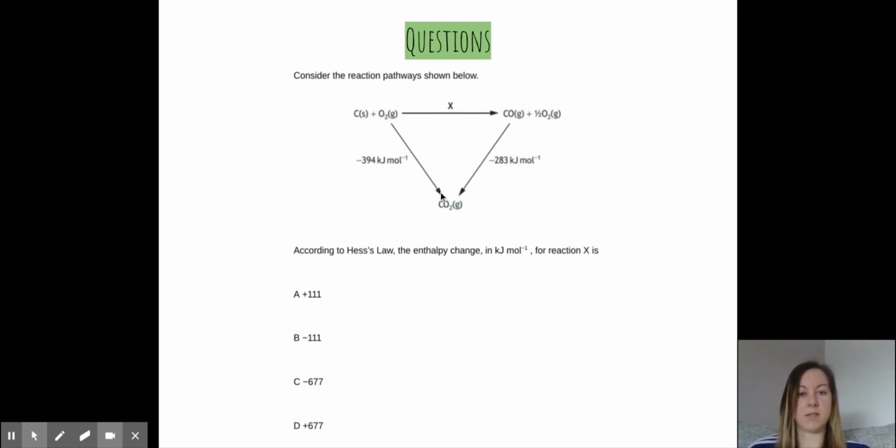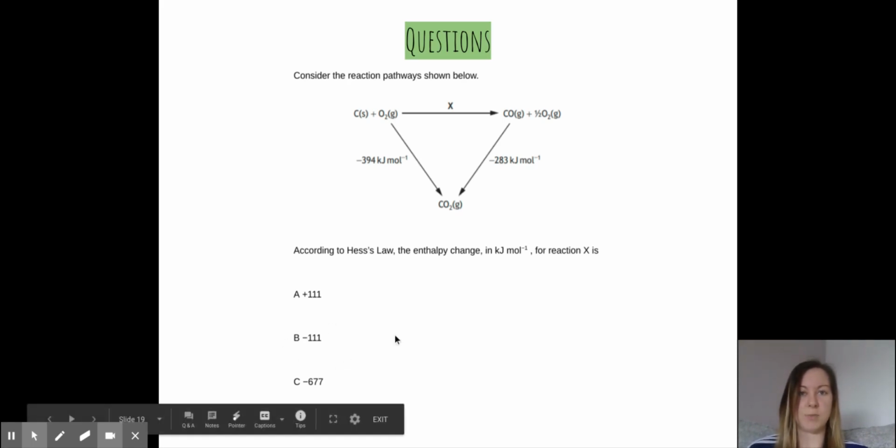So we have to calculate this route here, whatever this gives us, should in theory, going with Hess's law, be equal to X. So if we go here, we've got negative 394, and then this arrow needs to be reversed because we're going then to carbon monoxide plus oxygen. So if we reverse the way this reaction is going, if it's exothermic, it's then going to become endothermic. So you follow the arrow down, so you have minus 394, and then to get up to carbon monoxide, we're going to have to plus 283. So if we do that in our calculator, negative 394 plus 283, we get negative 111, which is, in this case, answer B.